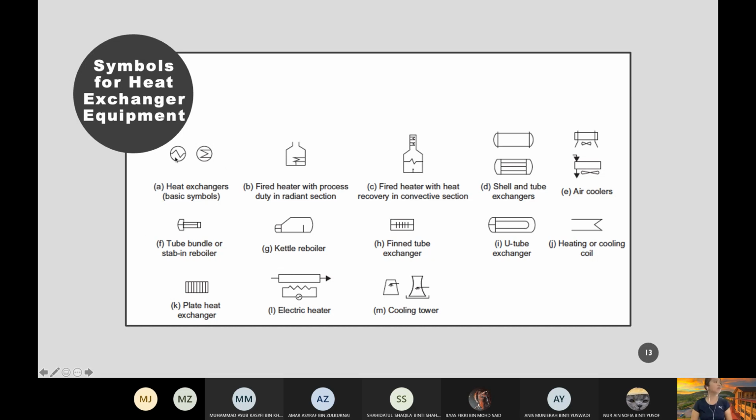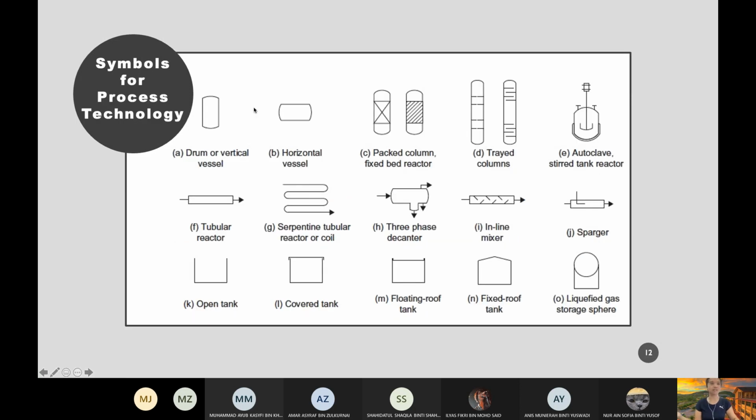You can see heat exchanger, normally we will use this, the basic one. Heater, if you're using fired heater. So even heat exchanger equipment ni pun ada simbol yang berlainan untuk jenis equipment yang berlainan. Ada yang general or you can use the specific one. Okay, so this is for heat exchanger equipment yang tadinya punya process technology for the vessel.